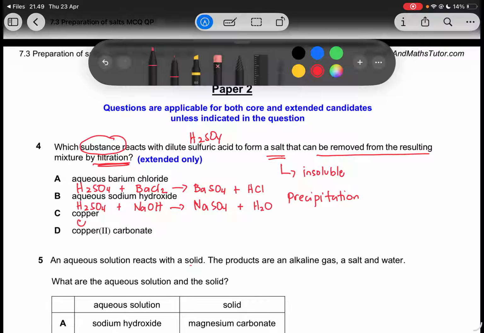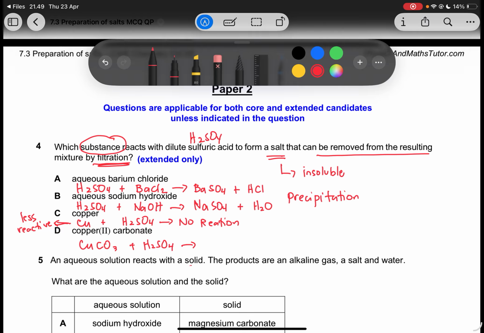Letter C, we have copper metal reacting with H2SO4, and we know that there will be no reaction. That is because copper is less reactive than hydrogen. However, if it is copper carbonate reacting with our H2SO4, it's possible to happen. It will result in copper sulfate plus CO2 and H2O.